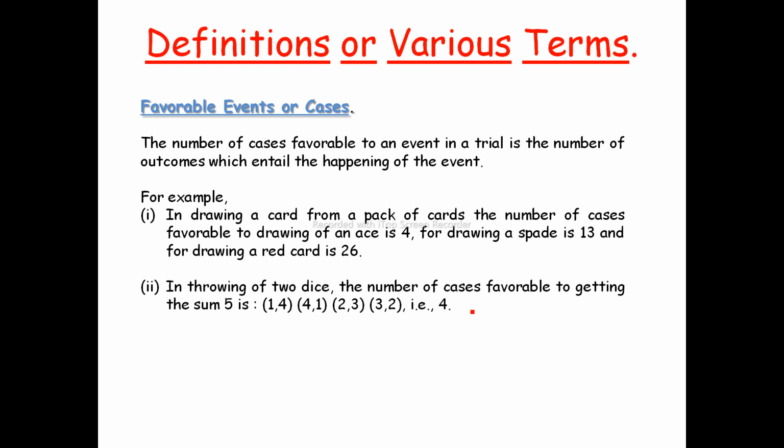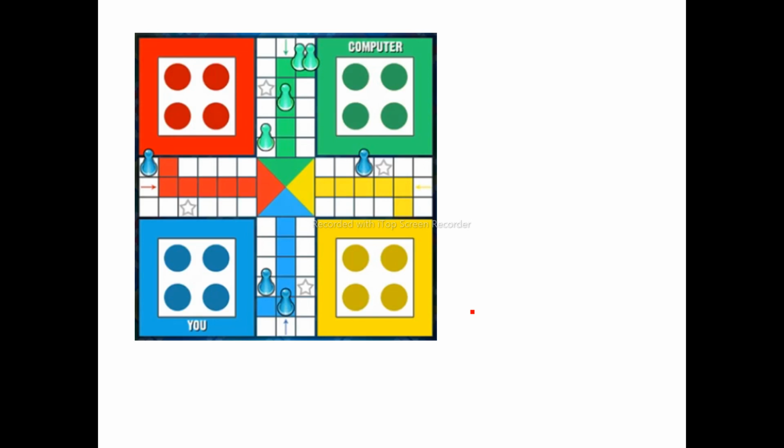In throwing of two dice, the number of cases favorable to getting the sum of 5: suppose you are throwing two dice. In one die it is 4, and in the second die 1, so you will get 5, and if 5 comes then you will win. Or the 4 and 1 combination, or 2 and 3, or 3 and 2 combination. If this kind of combination occurs, 5 will occur, and then you will win.